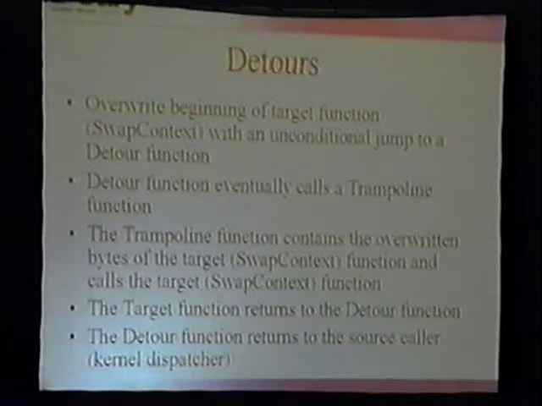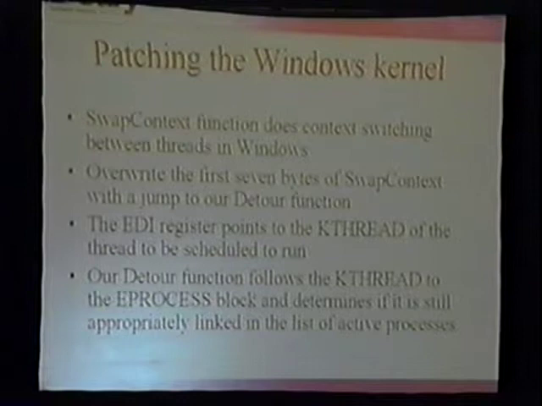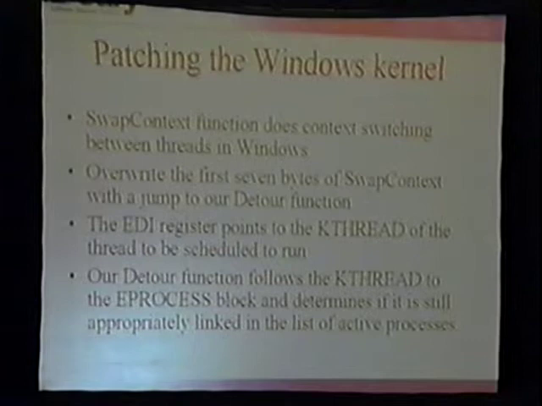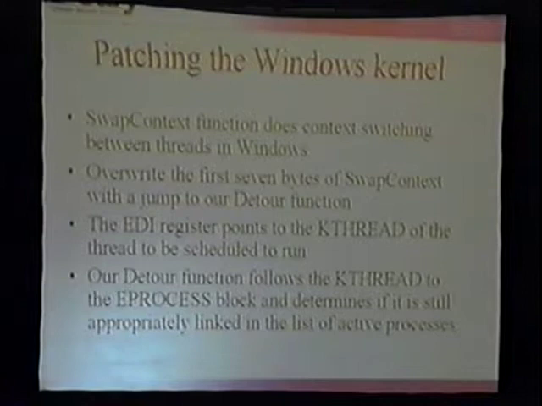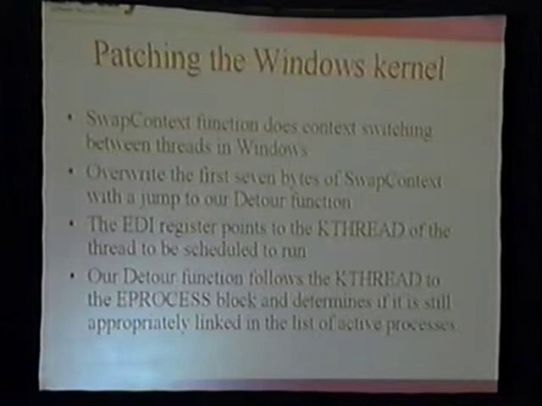So what we recommend is patching swap context so that it looks at the E thread that's about to get scheduled and determines if it's appropriately linked. Right at the beginning of swap context, the EDI register points to the thread that's coming into the kernel, and the ESI register points to the thread that's leaving the kernel. So if you use those tricks to follow from a K thread back to the E process, as we showed in a previous diagram, then you could determine if the process was appropriately linked. If it wasn't, never admit its threads into the kernel to begin with, or never schedule it to run, I should say.